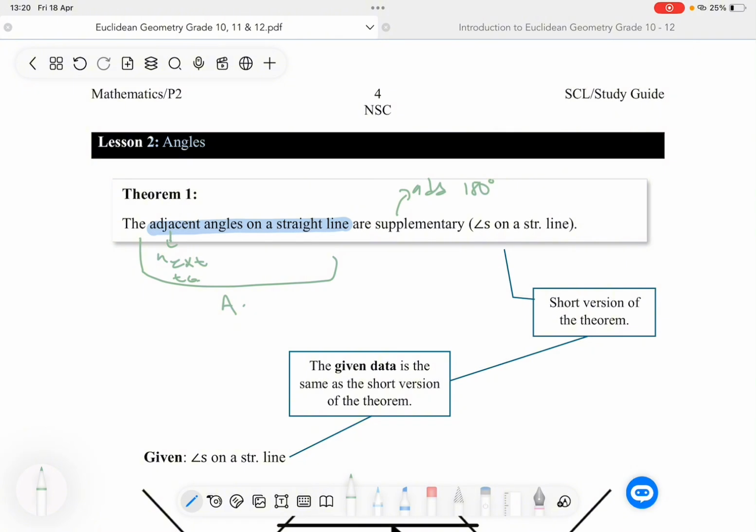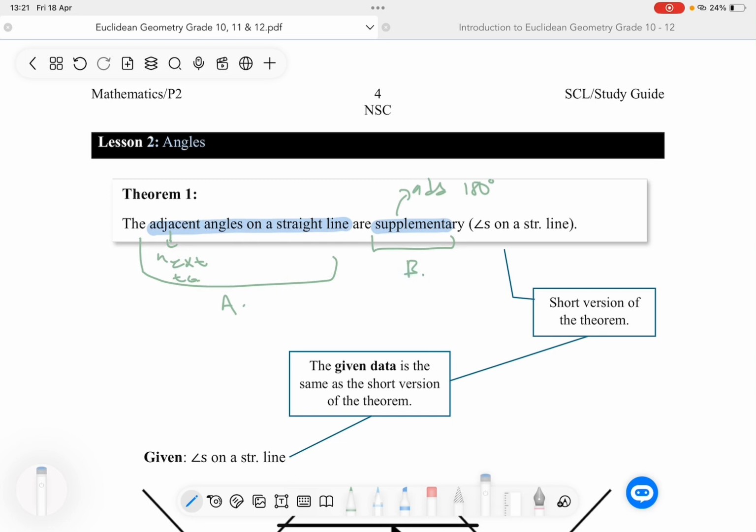And when we have such angles on a straight line, we then conclude to say that they are supplementary. It means this part here is the B part. It is our conclusion. Remember the definition of a theorem and the structure of the theorem. It has to have that if A then B part. So our A part here is the fact that we have angles on a straight line, and obviously they must be adjacent, next to each other. Then if that's the case, we can conclude that they must add up to 180 degrees.